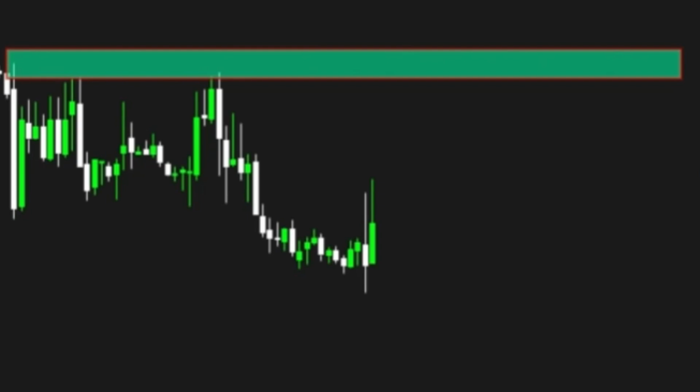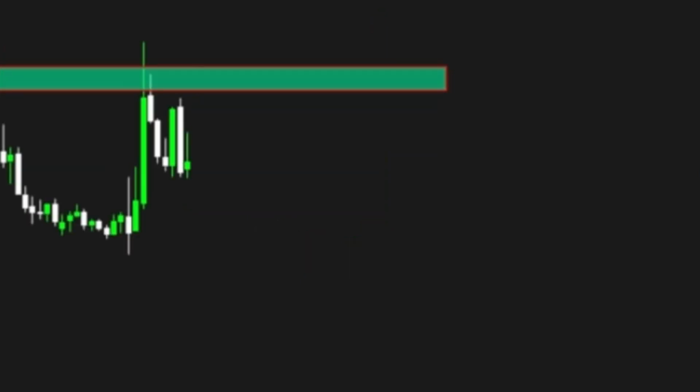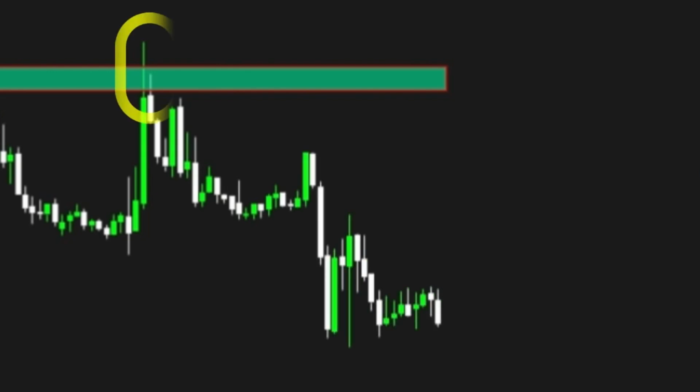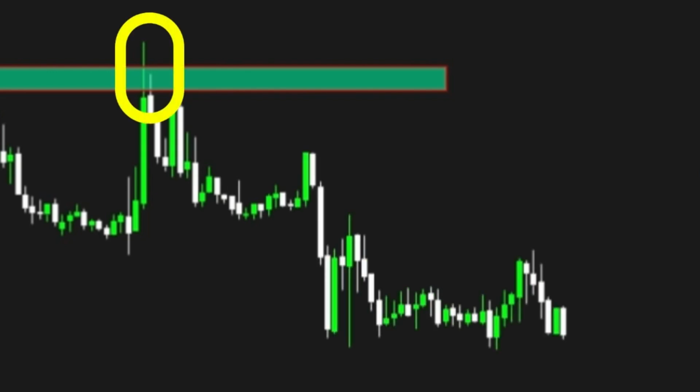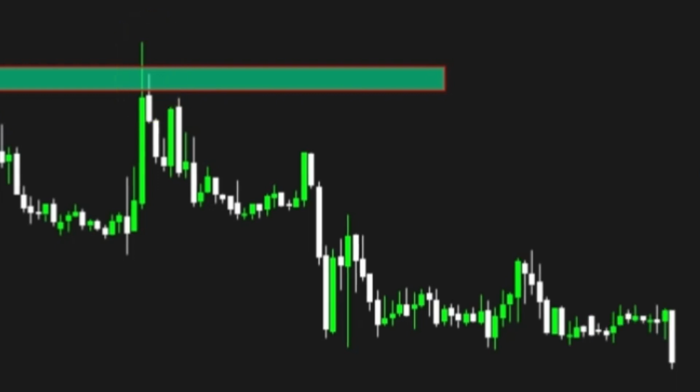Let us see how the market reacts to this zone now. So, as you can see, the market went a little above the zone, but it didn't give a proper close above this zone. This move by the market removed the early sellers whose stop loss was at the upper end of this zone. And then, the market dropped quickly. And thus, we can say that this was a liquidity grab and not a breakout.